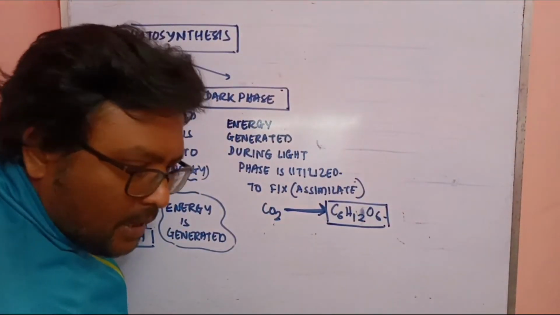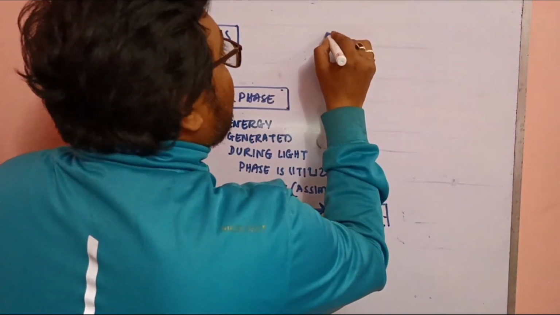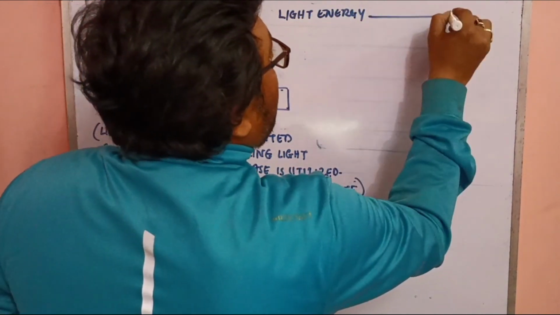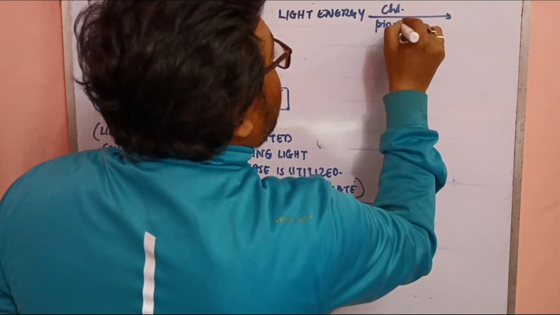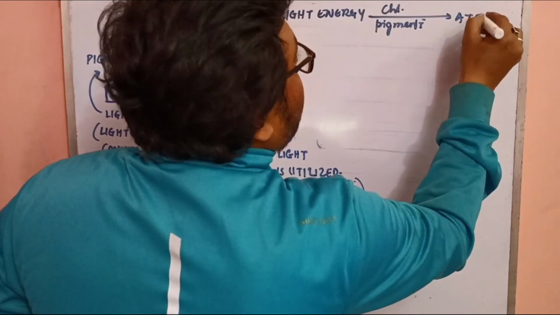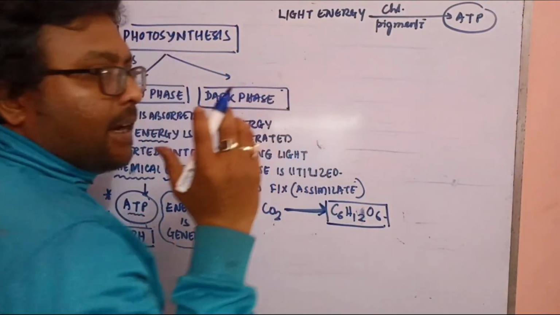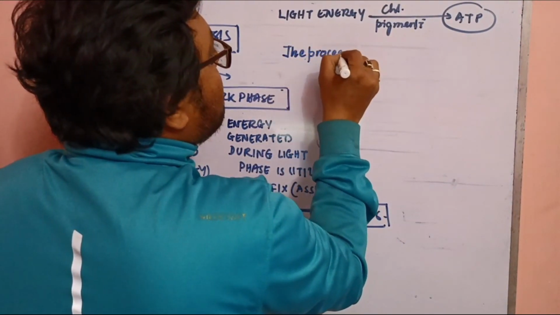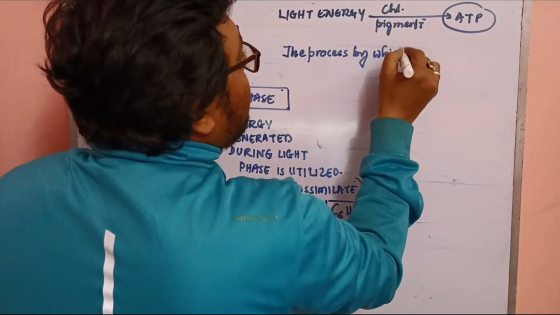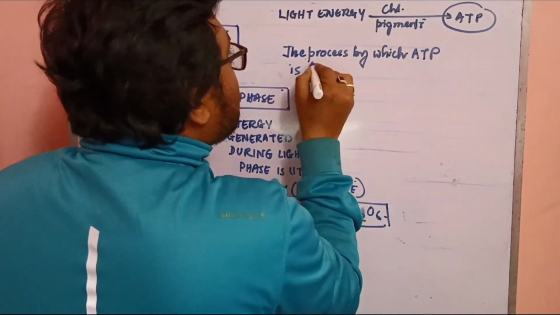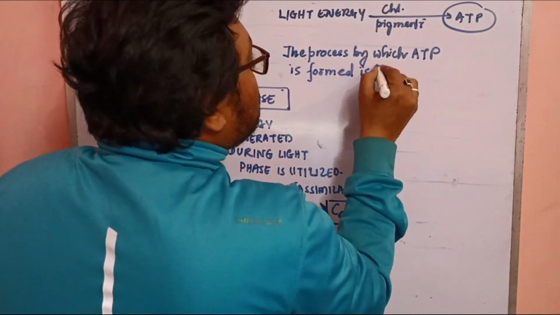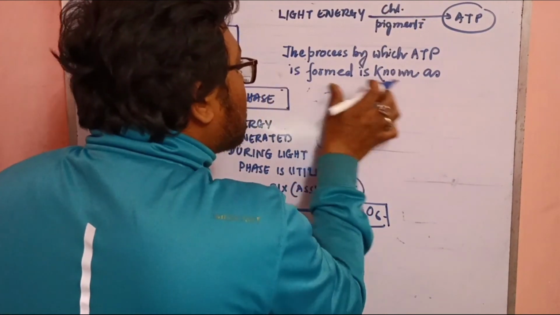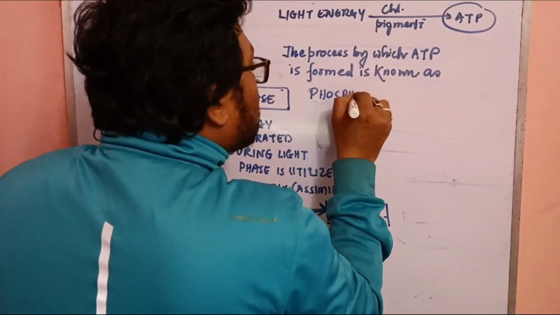বোঝা গেছে? Now, can you tell me, light energy কে, খুব ভালো কথা, chlorophyll or pigment, different pigments convert করছে ATP তে, কিন্তু একটু মাথায় রাখবো যে the process by which ATP is formed is known as phosphorylation.